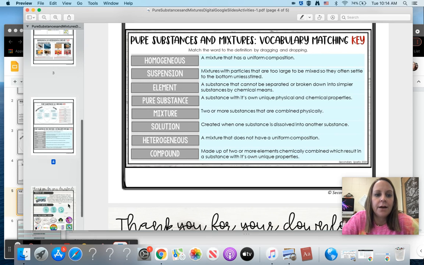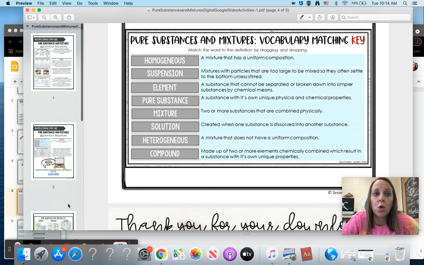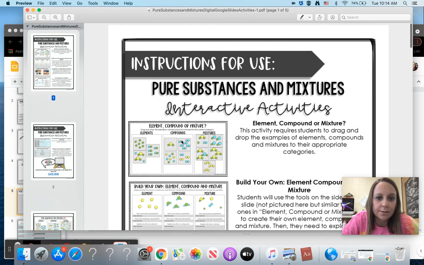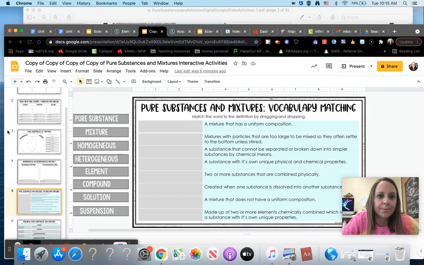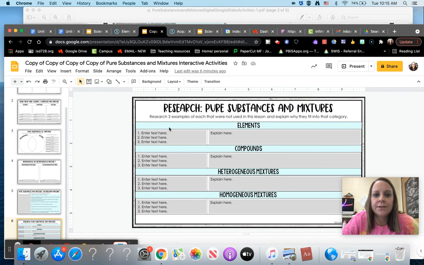properties. All right, and then the last slide, you had to come up with your own. You had to find examples of elements, compounds, and mixtures. So that was, it looked like this slide right here. Okay, so you should have been able to find 3 elements, 3 compounds, 3 heterogeneous mixtures, and 3 homogeneous mixtures. And then your explanations, the elements would be just because they're only made up of one type of atom. Compounds would be made up of 2 or more types of atoms. Heterogeneous mixtures, you can see the different pieces. And homogeneous mixtures, it's all blended together. You can't see the different pieces.